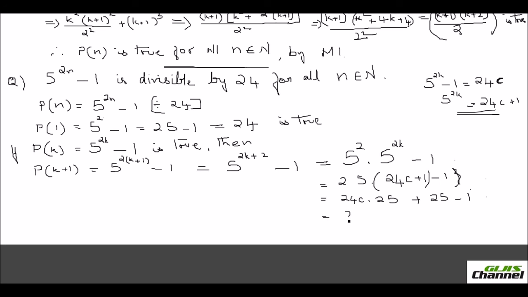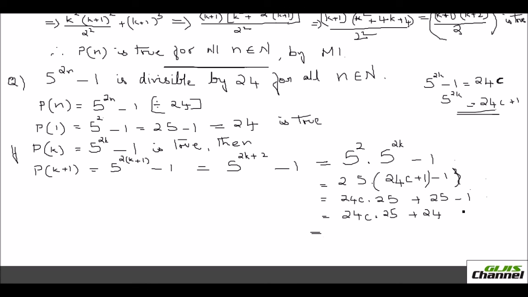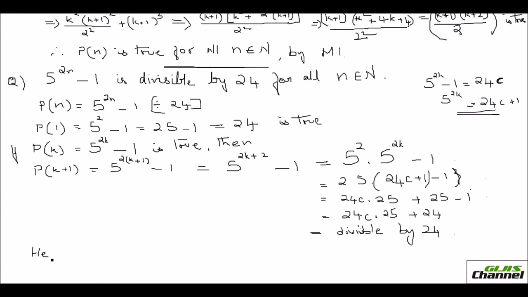So this shows that it is 24c times 25 plus here too it is 24. So that implies the whole term is divisible by 24. Okay. So again you have to write the last statement, don't forget. Hence by mathematical induction it is true for all n belonging to natural numbers.